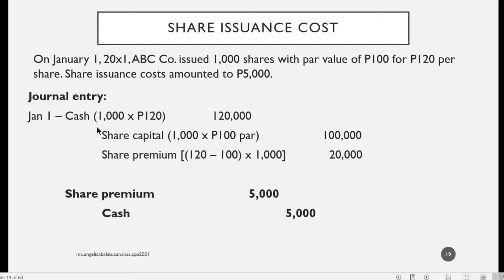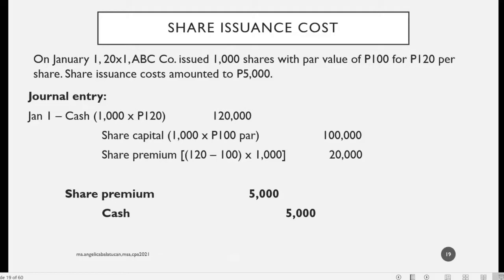So our entry would be debit to cash for the proceeds, so 1,000 times 120. And then the share capital will be equivalent to the par value, so 1,000 times 100. And then the share premium would be the excess, 120 minus 100, or you can compute 120 minus 100 times 1,000, that's 20,000. And the share issuance cost will be charged against the share premium.